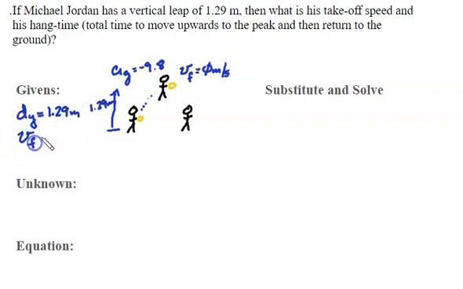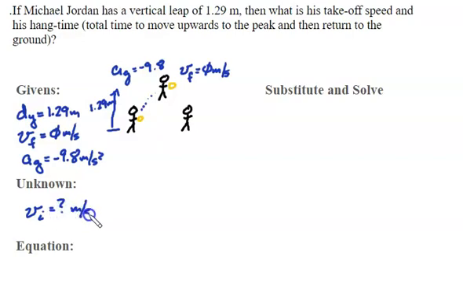Velocity final equals 0 meters per second. And the acceleration due to gravity equals negative 9.8 meters per second squared. The question is, what is velocity initial? What is his velocity as he leaves the ground? Meters per second. So we can use the equation velocity final squared minus velocity initial squared equals 2ad.